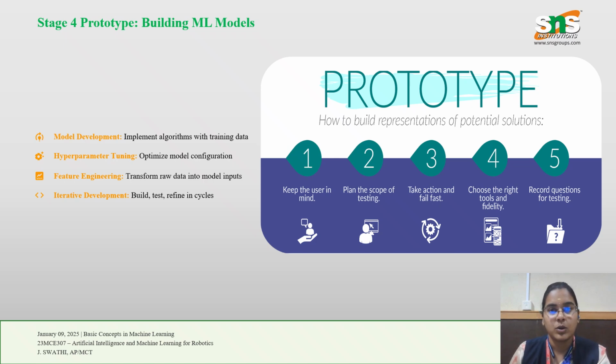Coming to the prototype building models, in the first stage we have to record, that is, we have to collect the questions and we have to choose the right tools and fidelity to filter the data. And next is take the action and fail test. As we give the model, train the model, we take the action and get the fail test. Scope of testing: if it is positive, we go for the next stage. If it is negative, we have to rewind it. Keep the user in mind. So all these stages are really important. So first we go for model development and hyperparameter tuning, feature engineering, and iterative deployment. All these stages have to be kept in mind when we develop machine learning models.